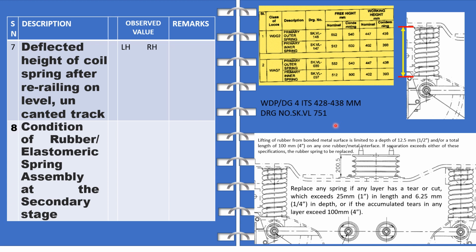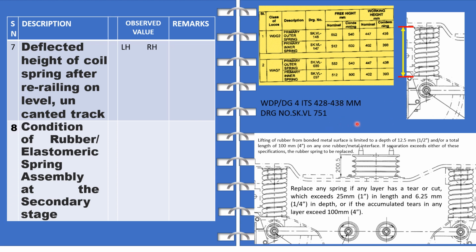The table gives you for WDG and WDP 428 to 438. The drawing number I have mentioned here is SKVL 751, and here we have it for other locos also. So always we refer to the table. Generally it is within this range only.